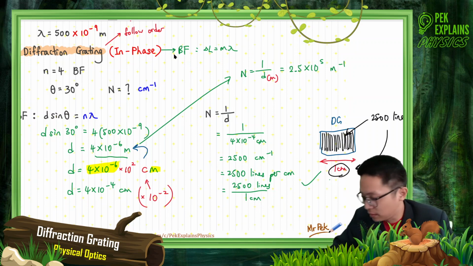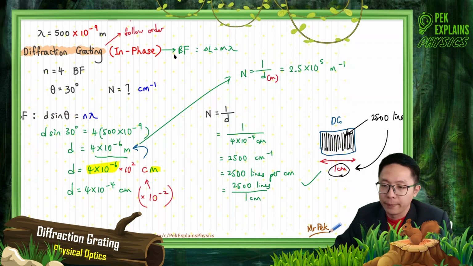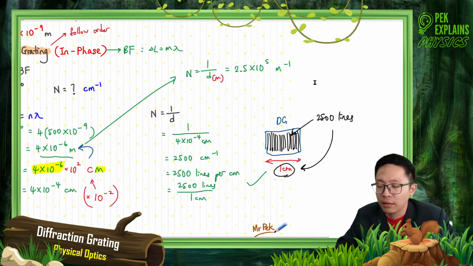It's also very easy. Per meter change to per centimeter. How? Don't treat this as a meter. This is not meter, this is per meter. This negative sign is very important. Per meter means the meter is below. So 2.5 exponent 5, per 1 meter.